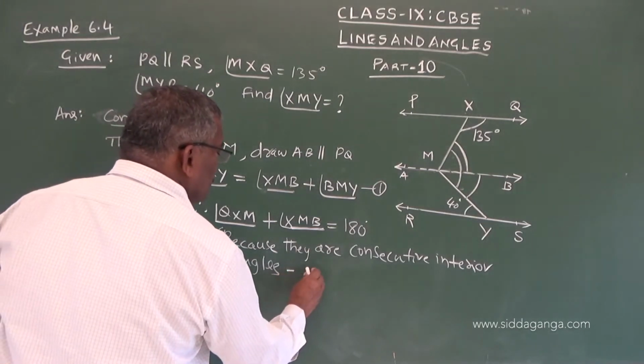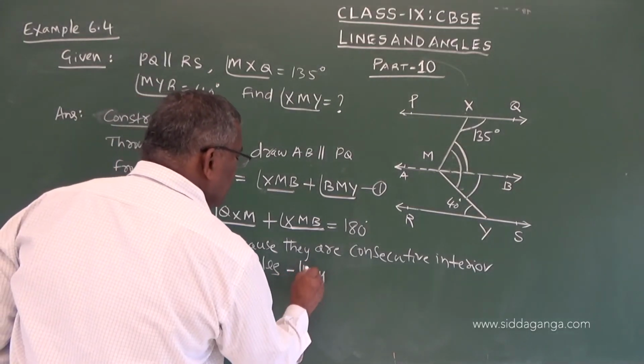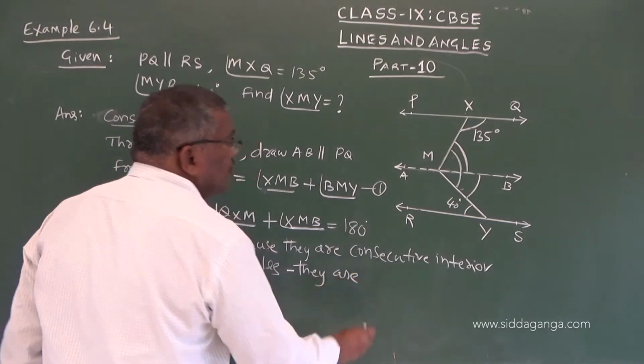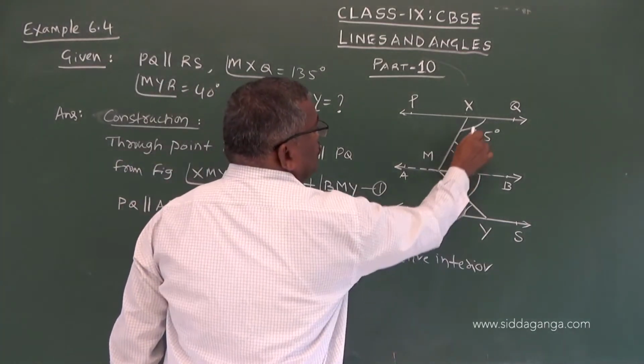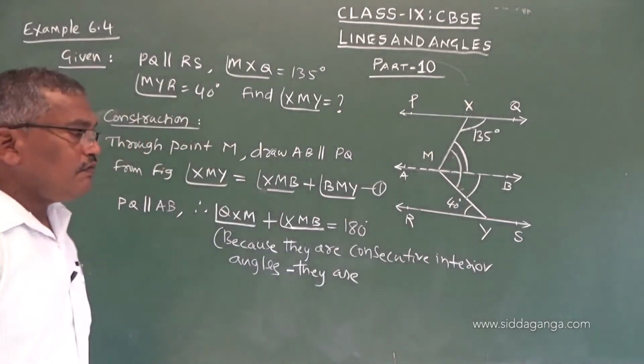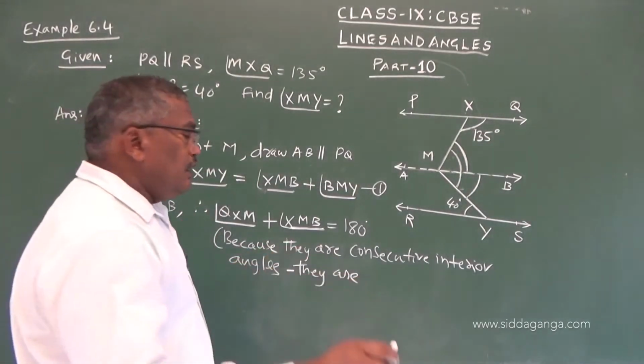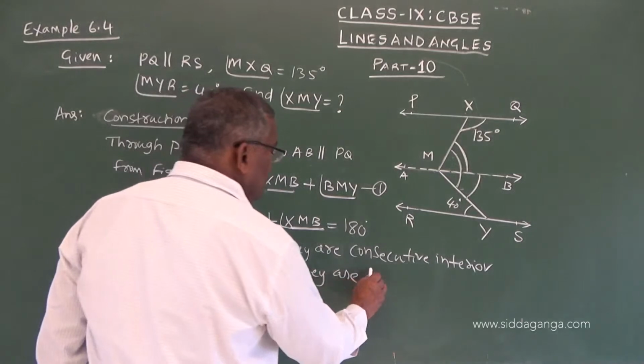So they are supplementary. That means always the total of these two angles, interior consecutive angles, is 180 degrees. That we have learnt in the previous class. They are supplementary.